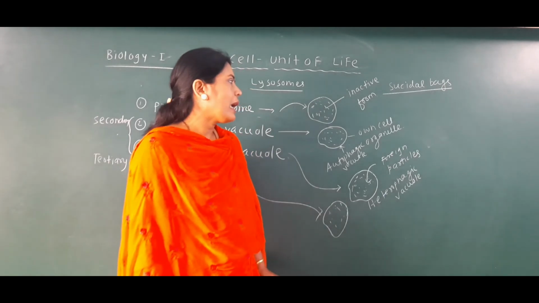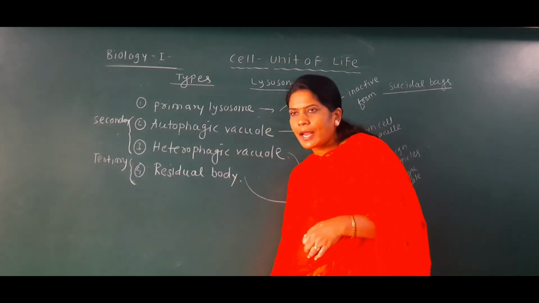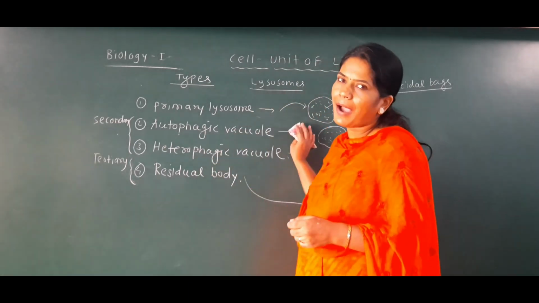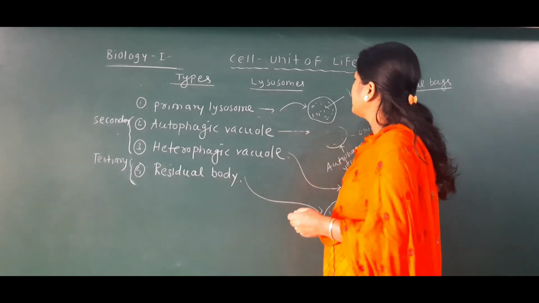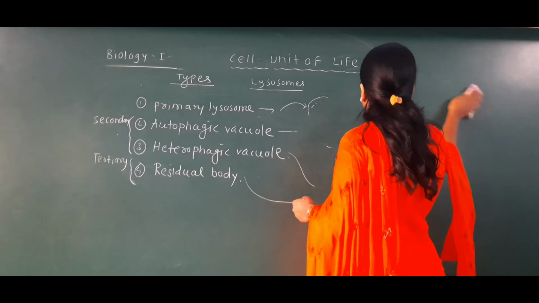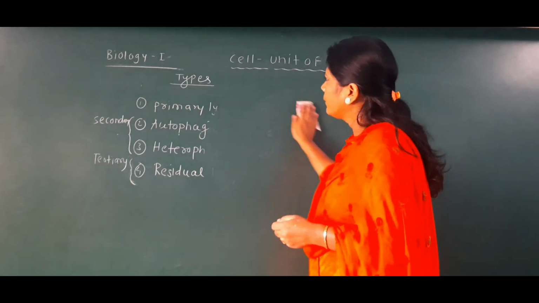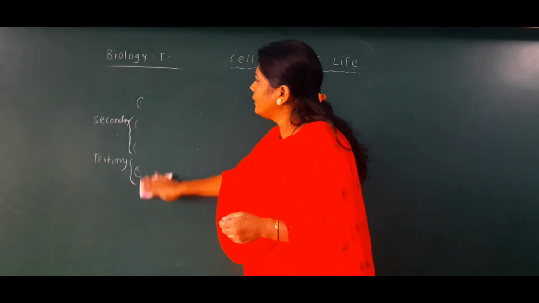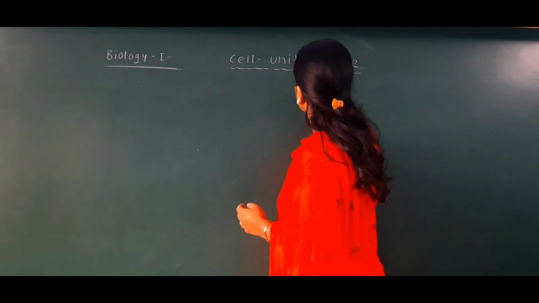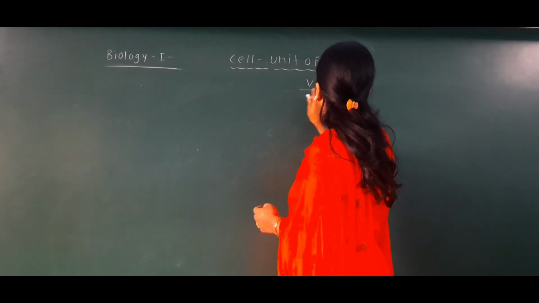Okay, now after the lysosome, another cell organelle is the vacuole, which is also a part of the endomembrane system. So next to lysosome, the cell organelle is vacuole.